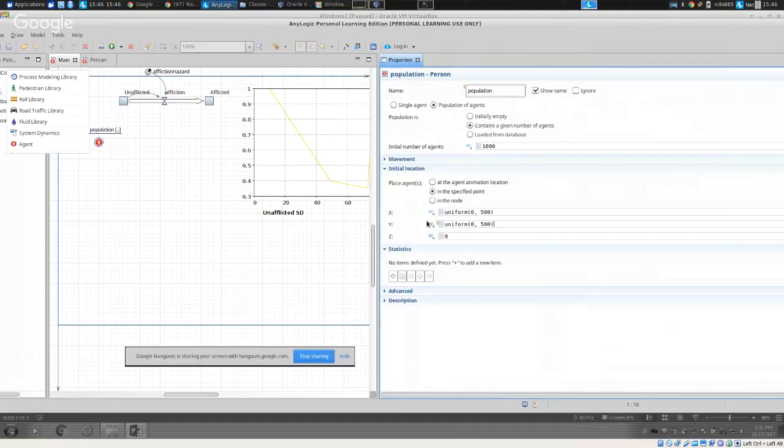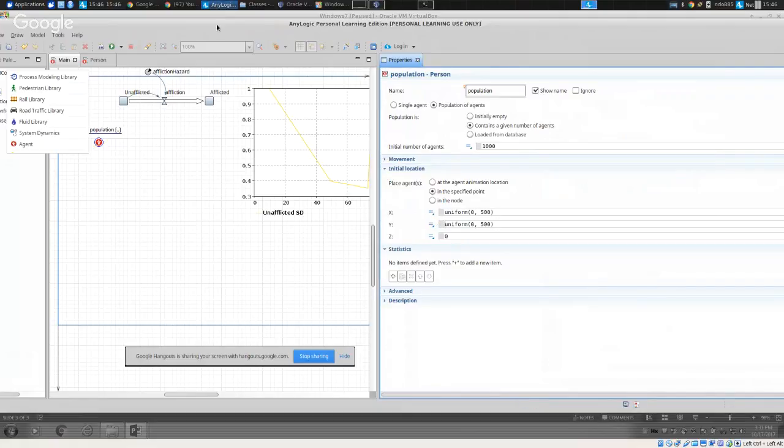Okay? Where did I do that? I did it here. Ladies and gentlemen, in the characteristics of this population, I scrolled down, made sure it's population of agents, size 1,000, and I went down to initial location, and I set X to be drawn from the value of X. As a new person is being created, where does it live? It draws the X value of its location from 0 to 500, and same for Y. It's going to draw it from that.